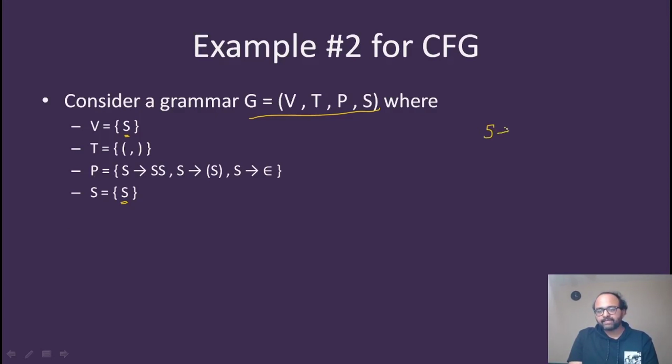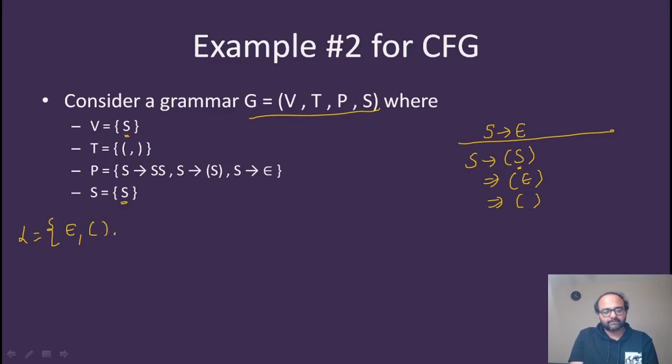Capital S can generate epsilon. You can clearly see that the language generated by this particular grammar contains epsilon. Next, capital S tends to left parenthesis, capital S, right parenthesis. Now I'll replace this capital S with epsilon. It will become left parenthesis, epsilon, right parenthesis, and you can write it as left parenthesis and right parenthesis.